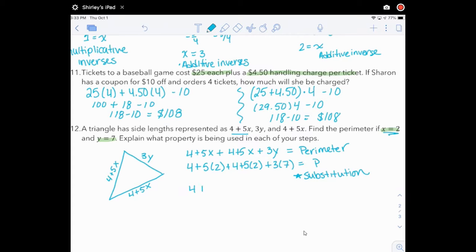Go ahead and multiply through. So 4 plus 10 plus 4 plus 10 plus 21. Didn't use any of those properties there. All I did was go ahead and multiply through. Now I can add. And again, if you see this big long string of addition, try to reorganize it. I'm going to say, let's do 4 plus 4 plus 10 plus 10 plus 21 using the commutative property.